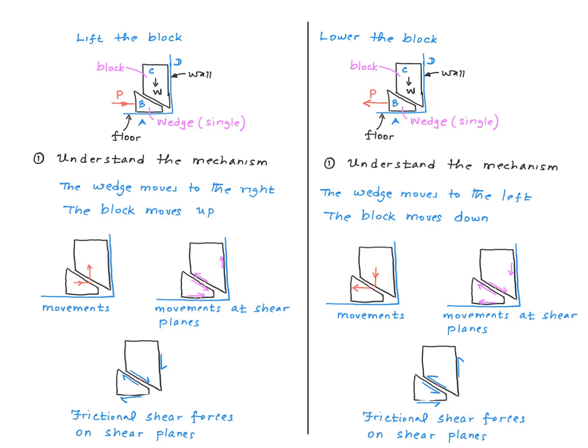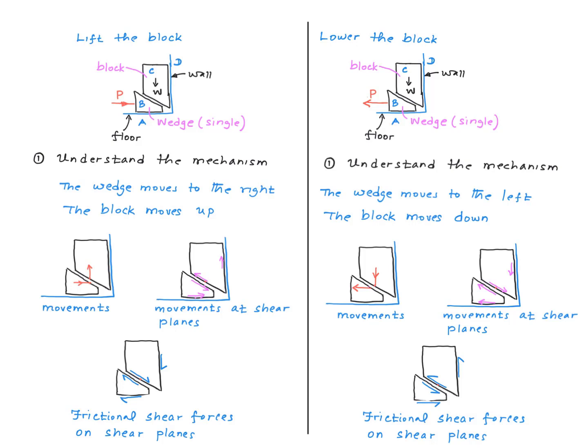Remember, the first step is to understand the mechanism, right? This would allow us to determine the direction of the frictional forces. Let's consider the problem of lifting the block first. The wedge and the block are considered to be rigid bodies, right? So what I'm trying to do here is to mark the directions of the movement of these rigid bodies.